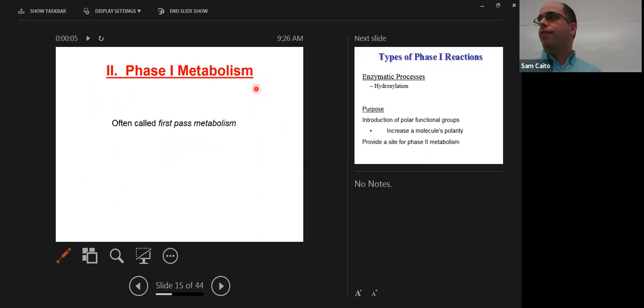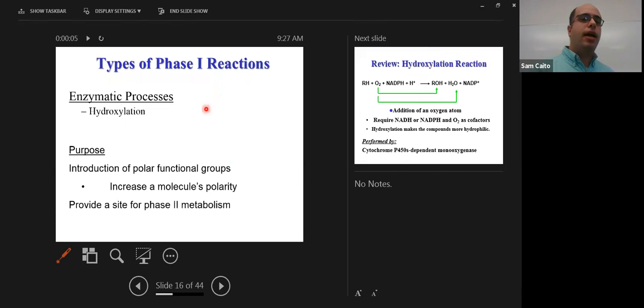So let's start looking at phase 1 metabolism. This is often called first pass metabolism. Typically when toxins come in, they're either inhaled or eaten or go through our digestive tract. It gets into our blood and then gets filtered in the liver. And then inside the liver, the phase 1 metabolism occurs. So that's really why it's called phase 1 or first pass metabolism. The enzyme reactions are typically hydroxylation reactions. The purpose being to add a polar functional group to increase the molecule's polarity. We will also provide a site for phase 2 metabolism to occur as well.